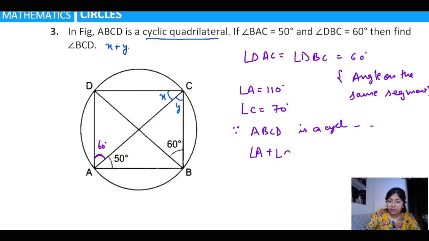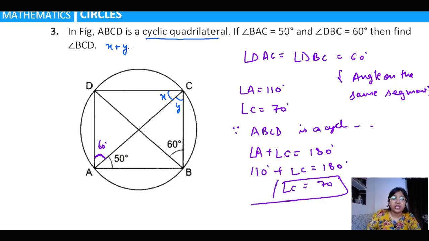If angle A plus angle C is equal to 180 and the angle A value is 110, then the angle C value will be 70 degrees. So the correct answer is 70 degrees.